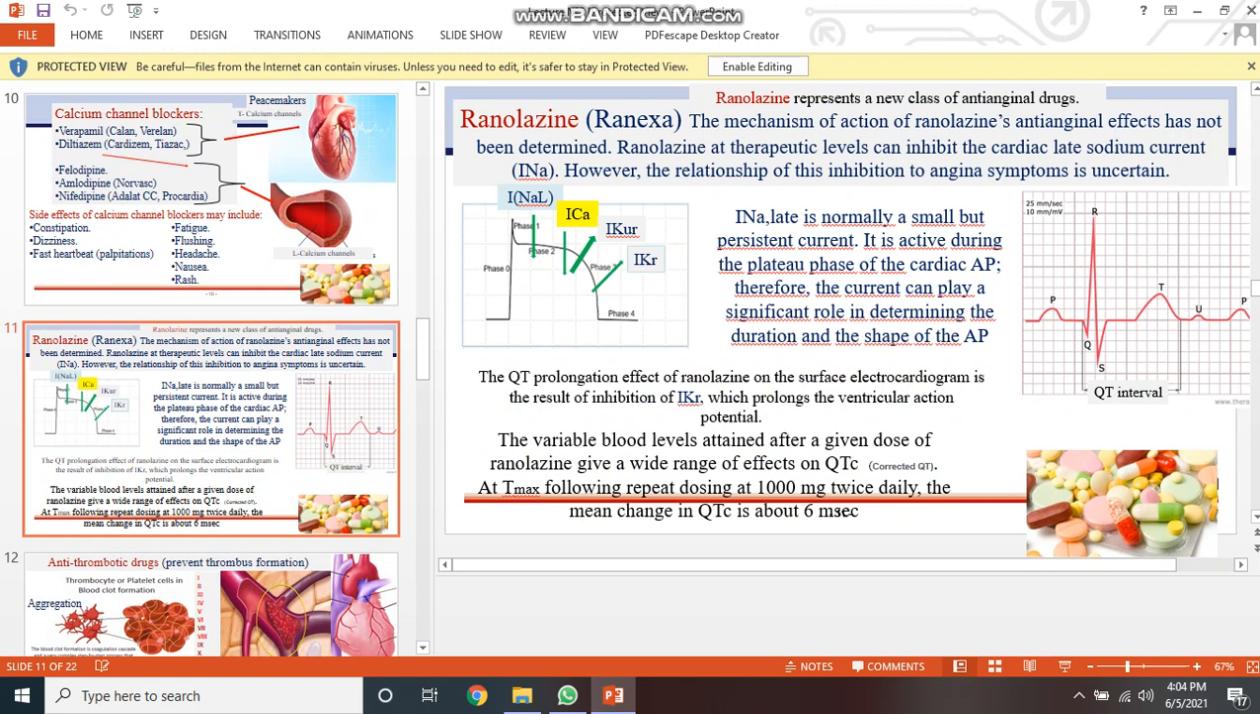Ranolazine represents a new class of anti-anginal drugs. Its mechanism of anti-anginal action has not been fully determined. Ranolazine at therapeutic levels can inhibit the cardiac late sodium current. However, the relation of this inhibition to anginal symptoms is uncertain. The late sodium current is normally small, but it is active during the plateau phase of the cardiac action potential. Therefore, the current can play a significant role in determining the duration and shape of the action potential, as you can see in the graph.